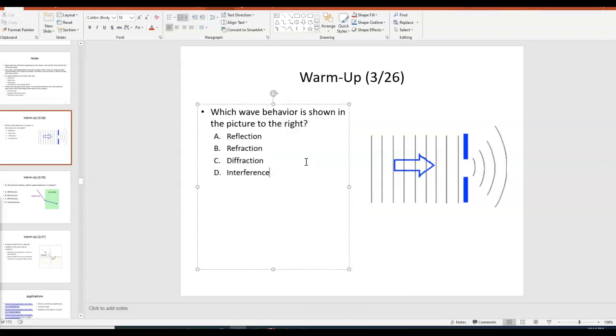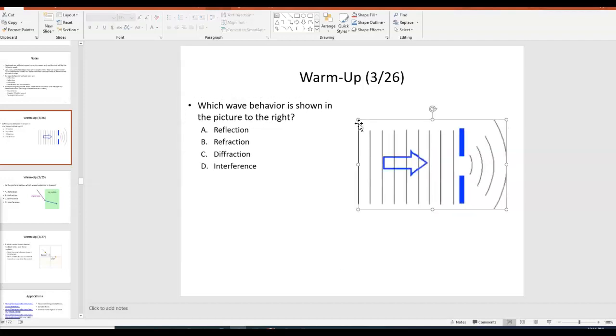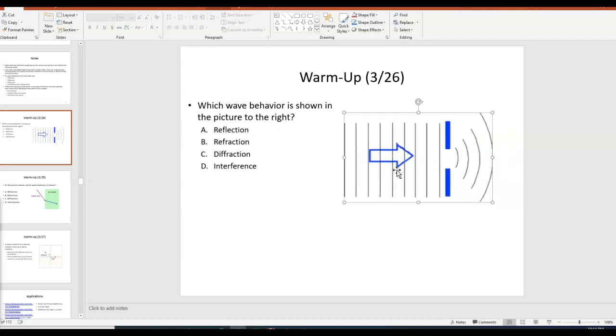Okay, so here's a question. It says, which wave behavior is shown in the picture to the right? So based off of what we talked about in the notes in the past videos, you should be able to look at this and identify what type of wave behavior you're seeing. In case you can't tell, this is a wave going from the left to the right, and it's hitting an opening here. Okay, so see if you can answer this question. What type of wave behavior is shown in this picture based off of the notes in the past?